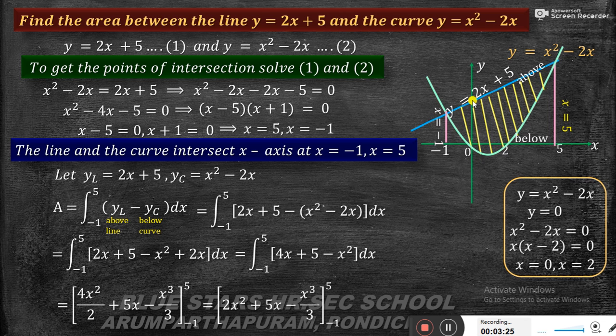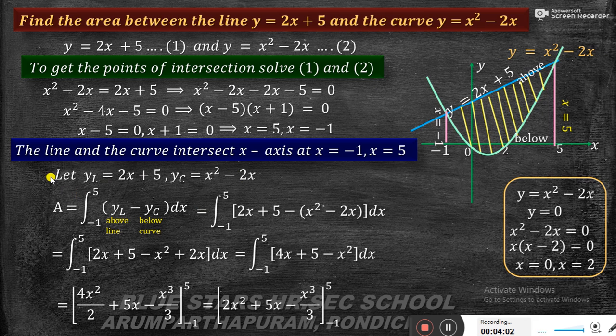So this line represents the equation y equal to 2x plus 5. This curve represents the parabola y equal to x square minus 2x. This represents the x axis, and this represents the y axis. So now the next step, this is the diagram. This line represents this equation, and this curve along the y axis represents the equation y equal to x square minus 2x.